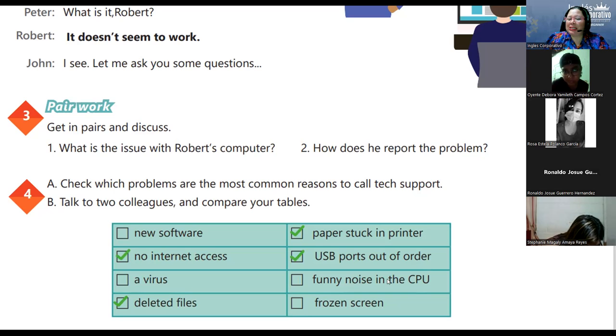Do you call tech support for funny noises in the CPU? No. Actually, we don't have CPUs now, right? But yeah. Let's say okay. No frozen screen. Frozen screen. Black screen. Dead. Blocked screen. It's for a system. Blank. Blank. B-L-A-N-K? Yes. Okay, blank. All right. So, yes, we can call tech support, right?